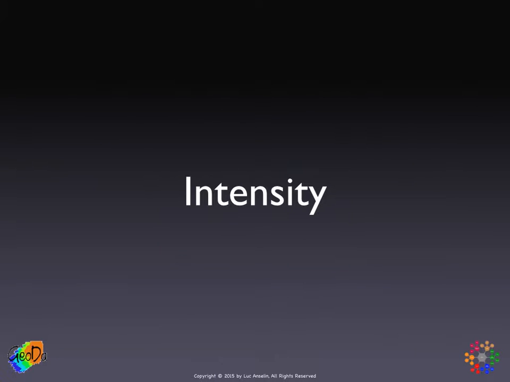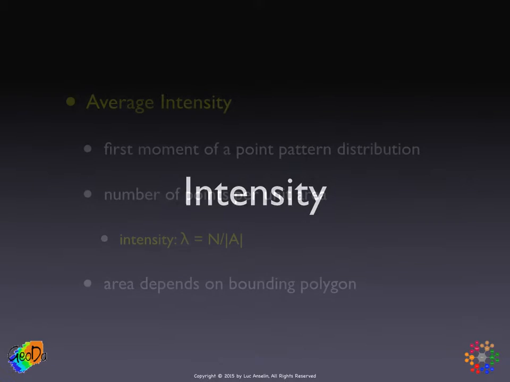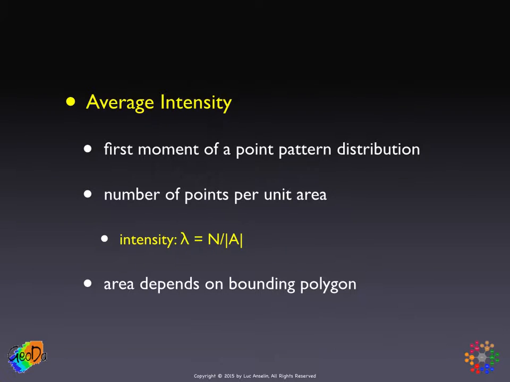The final concept that we cover in this first part is the concept of intensity, or the average intensity of a point process. This concept is very similar to the notion of a mean of a distribution. It's the first moment, as it's called, of a point pattern distribution. And essentially, it is a measure of density.